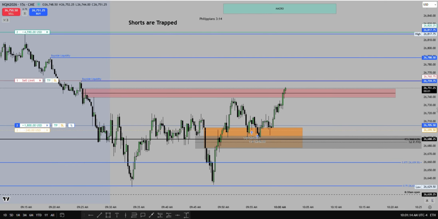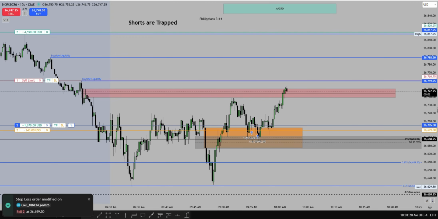Risking less than 1% of the account, much less than 1%. This is a hypothetical $100,000 paper trading account. So risking way less than 1%.